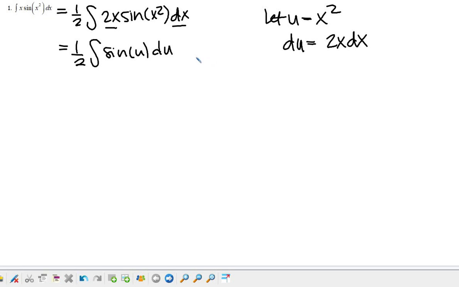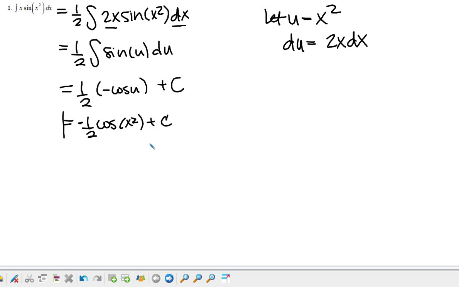Okay, now I can take the integral. So I have 1/2. The antiderivative of sine, a positive sine, would be a negative cosine. And don't forget, if it has no bounds, we always have to put plus c. And then we need to go back to our original. So 1/2, I'm going to put my negative out front, cosine of x squared plus c.